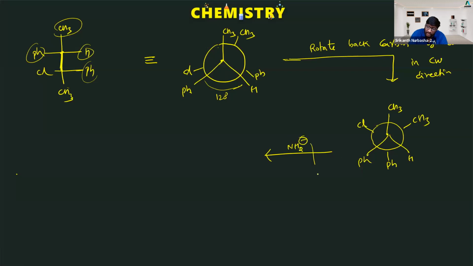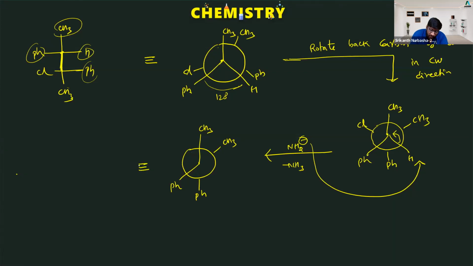NH2 minus is the base. So that NH2 minus picks up this proton. The C-H electron density comes in, and loss of chloride will happen. So we'll have a carbon-carbon double bond now. The front carbon is connected with a methyl and also Ph. The back carbon is connected with methyl. Where is methyl? In this direction, and also Ph.